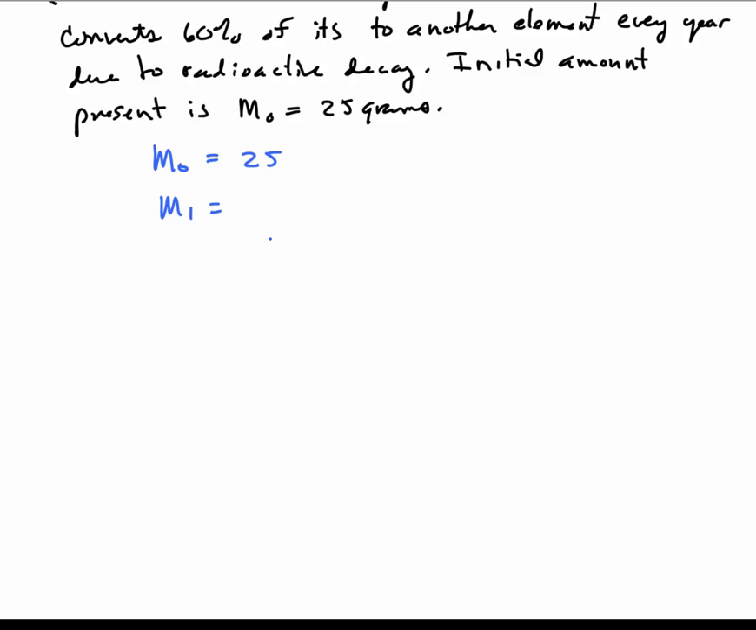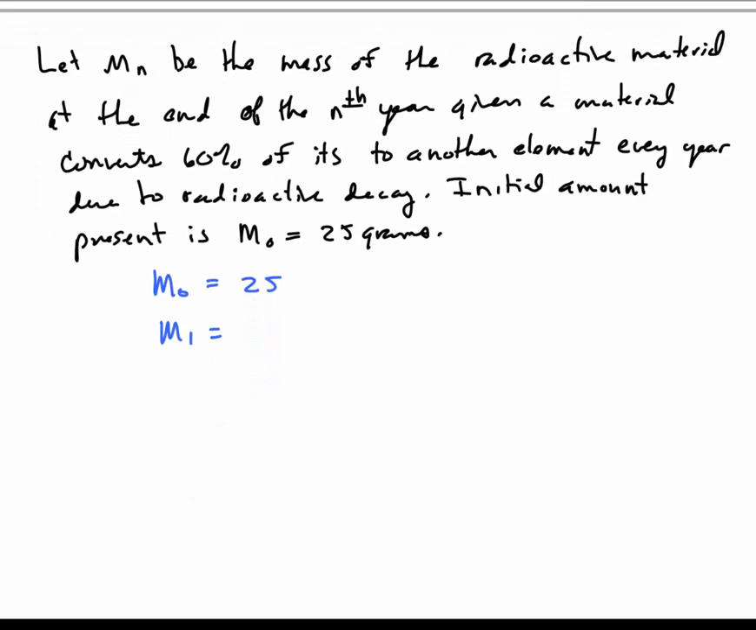Okay, so the amount that I have in the beginning was 25 grams of radioactive material. Now it converts 60% of it to another element, so that means 40% is remaining. So that's the part we need to be really careful of. So 60% converts, 40% remains, and we want to know how much is remaining at the end of the first year. So we have 40% of the original amount. So I have 0.4 times 25, which is going to be 10 grams.